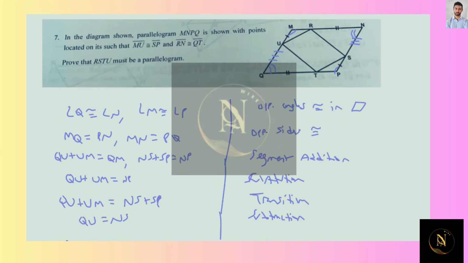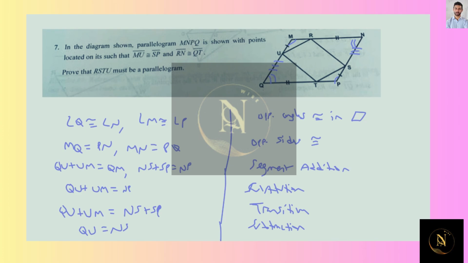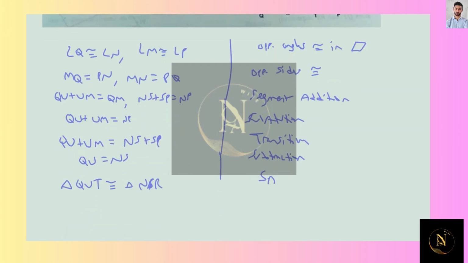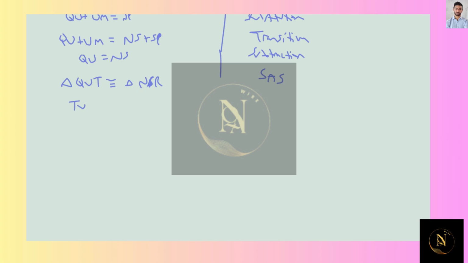This is going to mean that triangle QUT is congruent to triangle RNS, and that is by side angle side, which would mean that TU would be congruent to RS by CPCTC. Corresponding parts of congruent triangles are congruent.